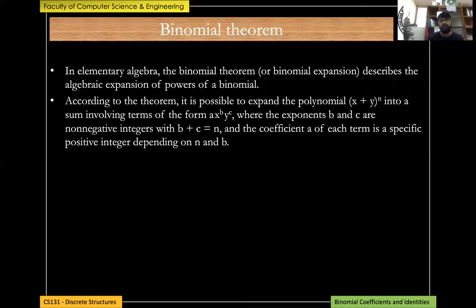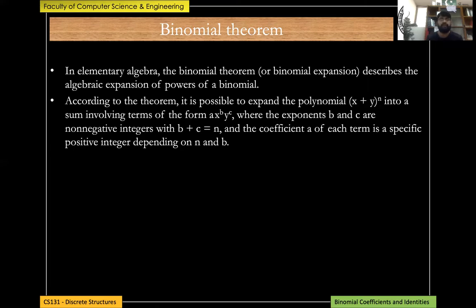when you talk about the binomial theorem, and I hope you've heard of this already, it is basically (a + b) raised to power n, or (x + y) raised to power n. In elementary algebra, the binomial theorem or binomial expansion describes the algebraic expansion of powers of a binomial. So you've got a sum of two terms raised to a certain power and you have to expand it. That expansion is what is done through the binomial theorem or binomial expansion.